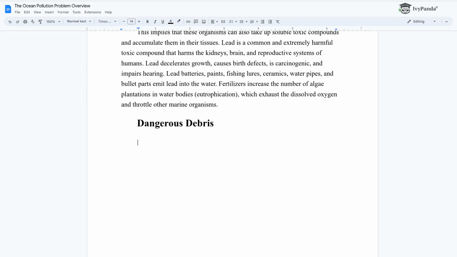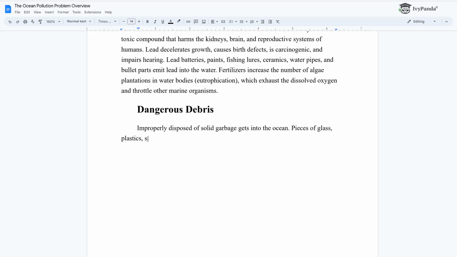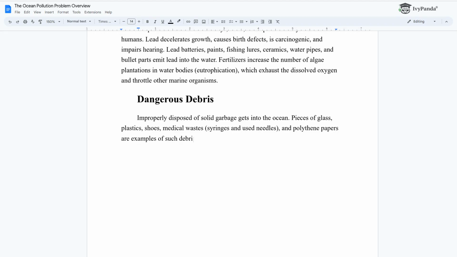Dangerous debris. Improperly disposed of solid garbage gets into the ocean. Pieces of glass, plastics, shoes, medical wastes, syringes and used needles, and polythene papers are examples of such debris.